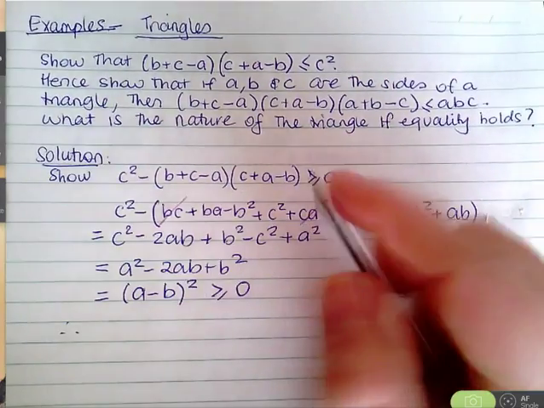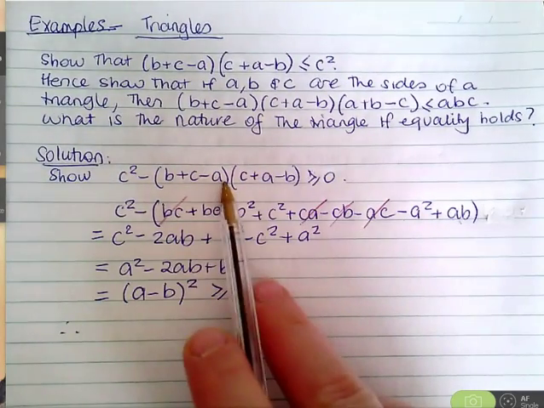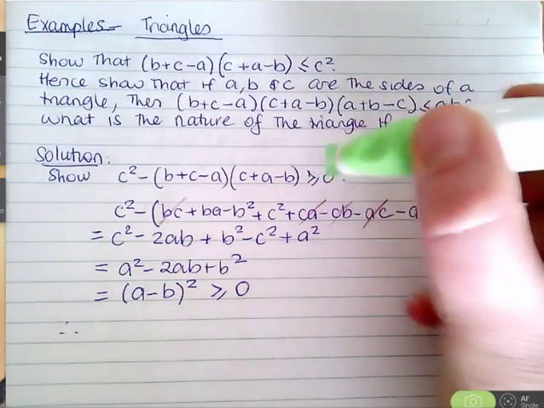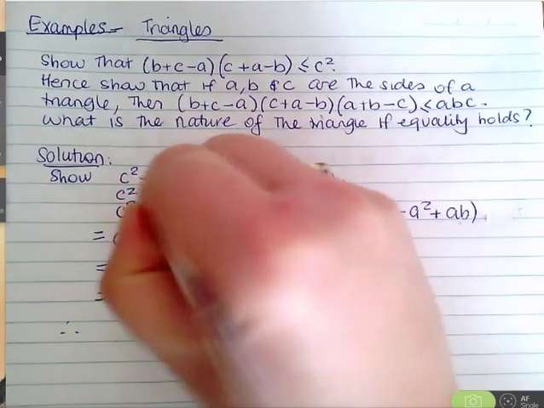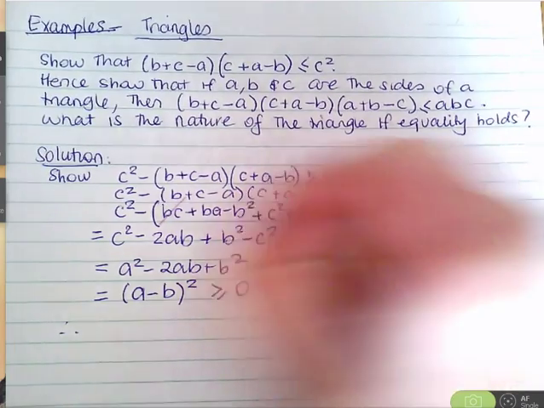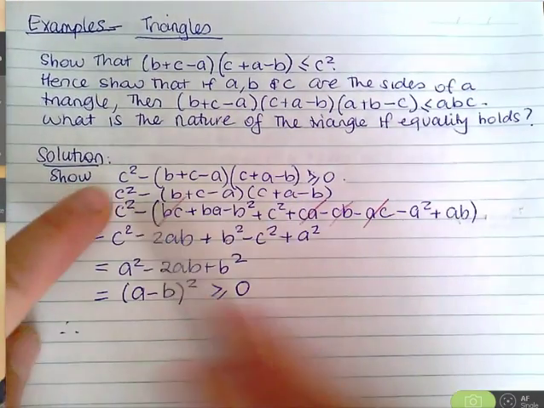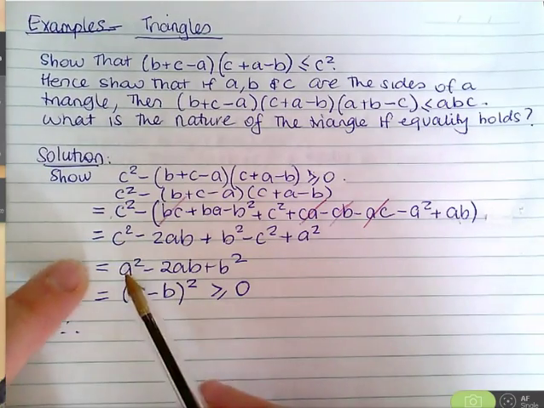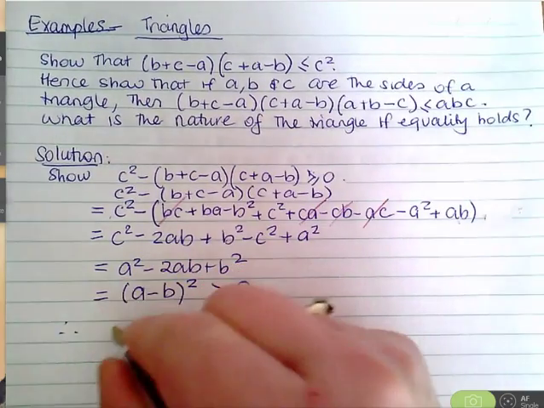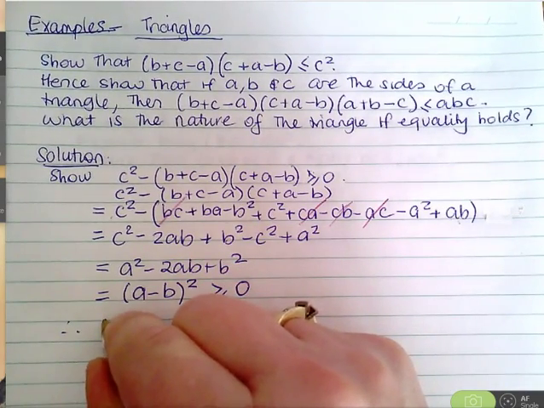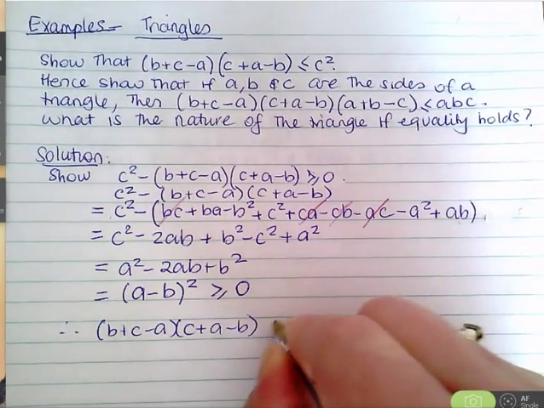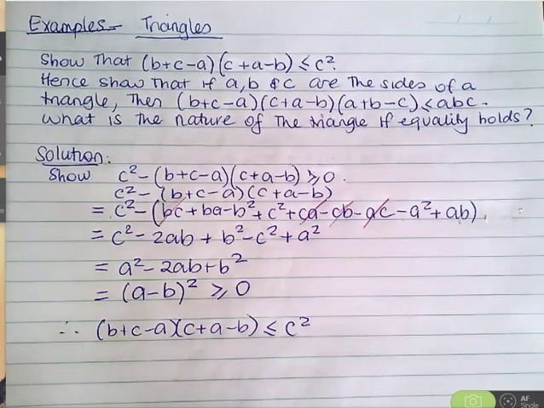So therefore, we've just proven that, I should start here. c squared minus (b + c - a)(c + a - b). We're just expanding that. So that is equal to this, which is equal to that, which is greater than or equal to 0. So therefore, (b + c - a)(c + a - b) is less than or equal to c squared.